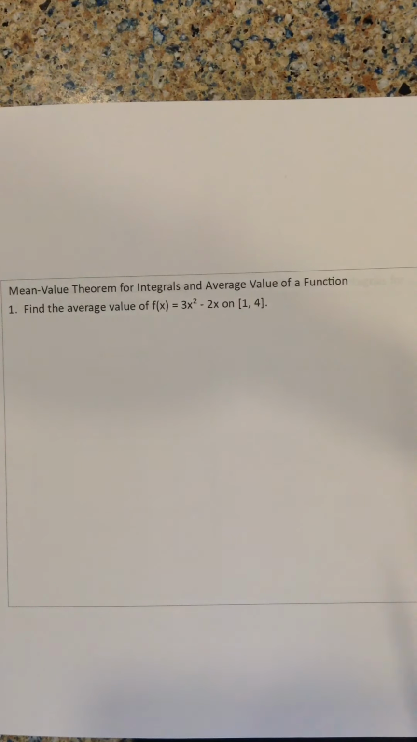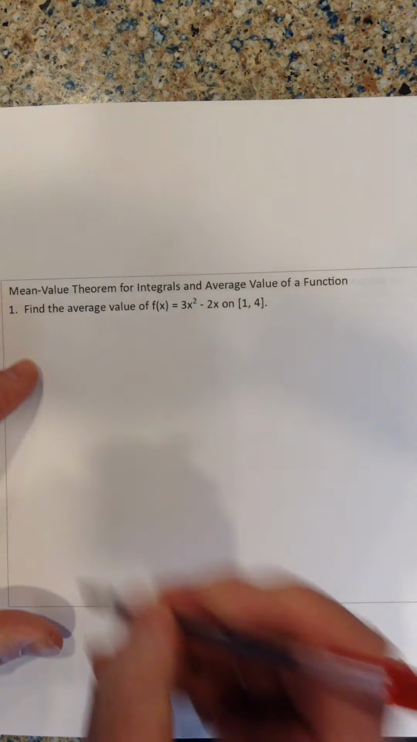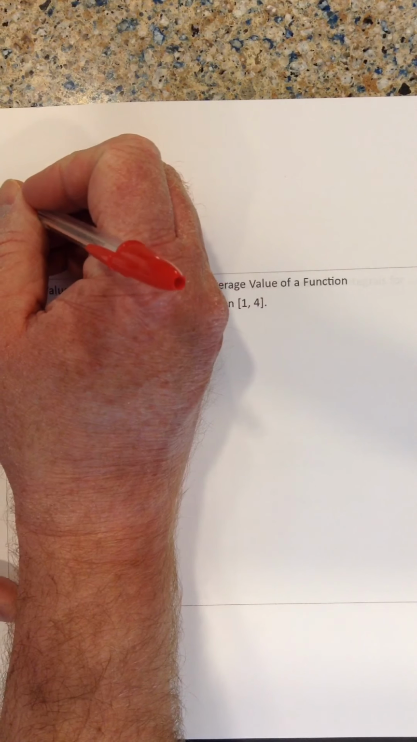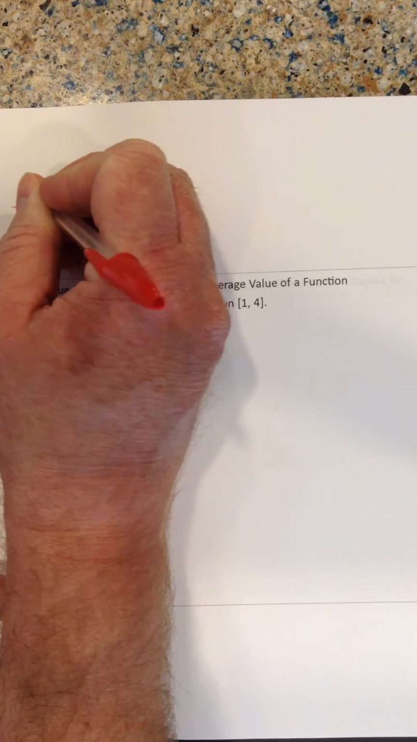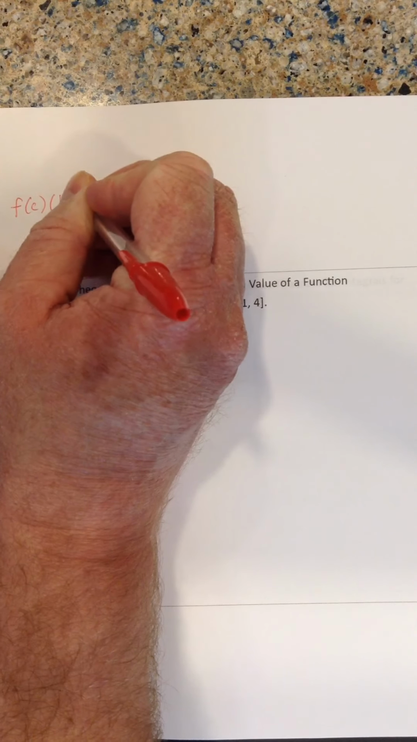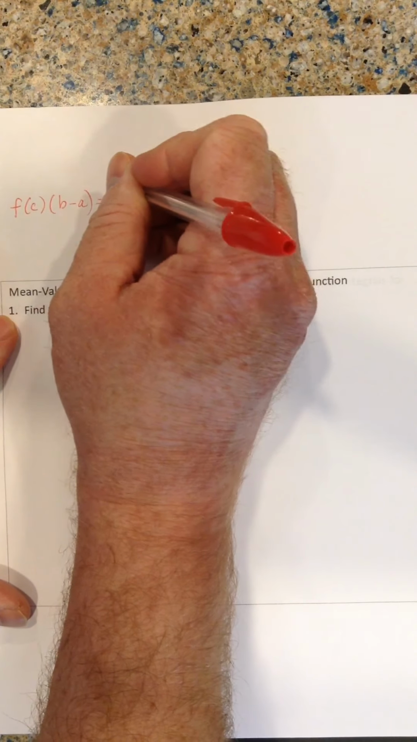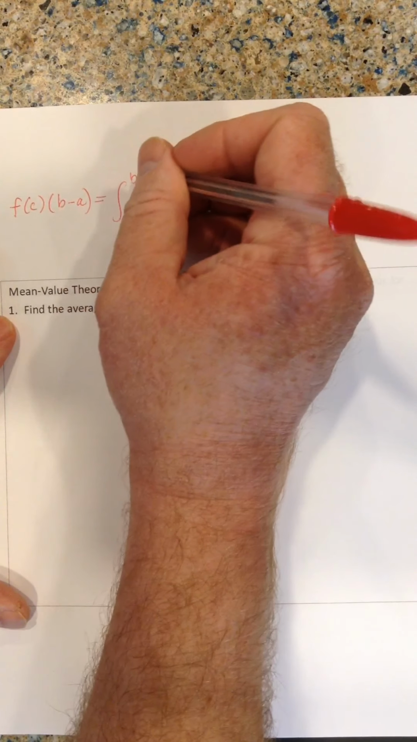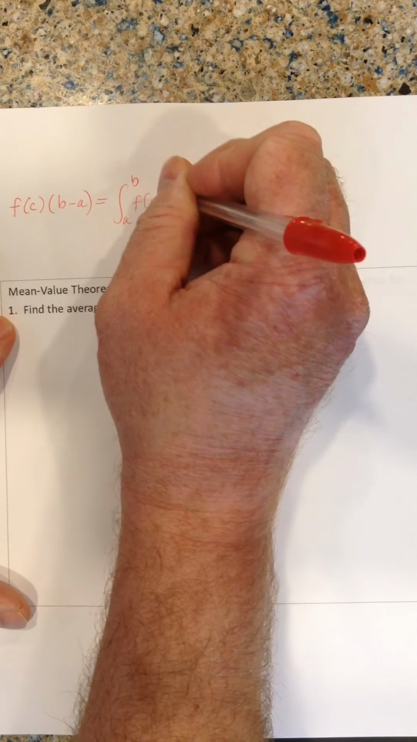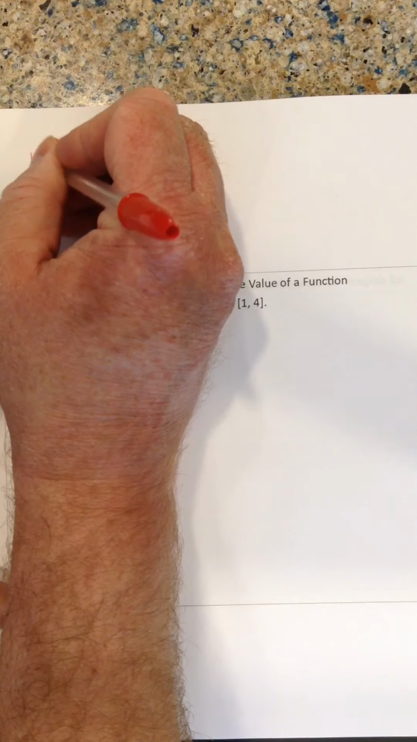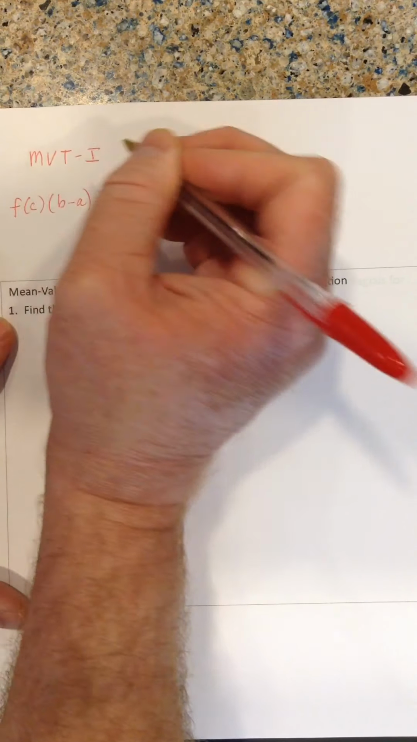Okay, this video is entitled Mean Value Theorem for Integrals and Average Value of a Function. The mean value theorem and the average value are very closely related. Okay, so the mean value theorem for integrals looks like this. The function evaluated at c times b minus a is equal to the integral from a to b of f of x dx. So that's the mean value theorem for integrals.